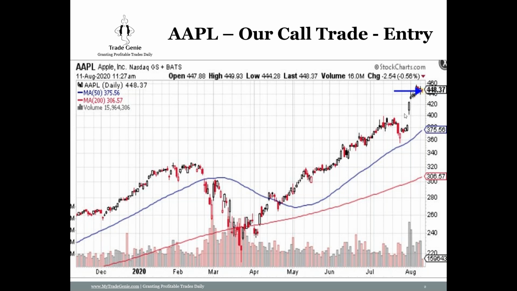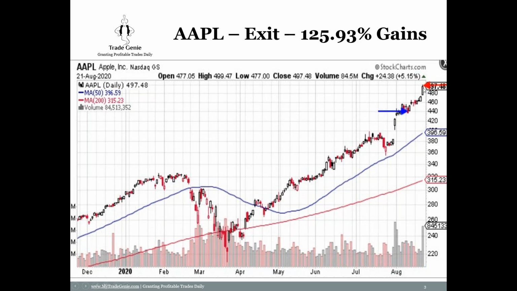So I see this candle and I say, okay, this was the gap, and it just stopped here. If it was the resistance, it should have come down, maybe below 420, but it did not. It started to move up. And right here at 448, we went long, Apple calls. And then we closed at 500.